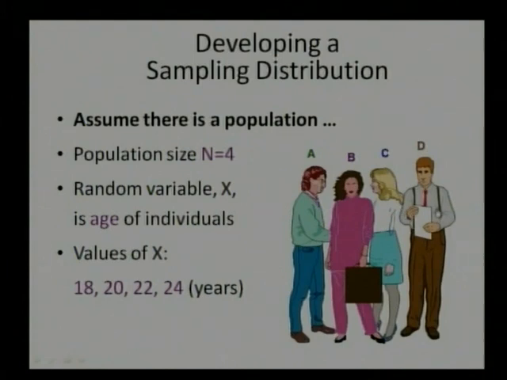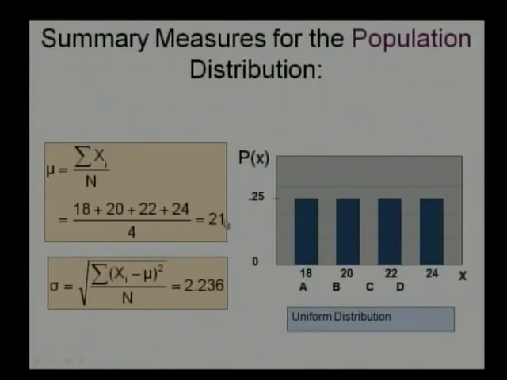Age of these individuals. Suppose there are 18, 20, 22 and 24 years respectively. Okay, now we will generate the sampling distribution. So here again summary measures of the population distribution are there. Here mean mu has been calculated, which is 21, and sigma is also calculated, which is 2.236.